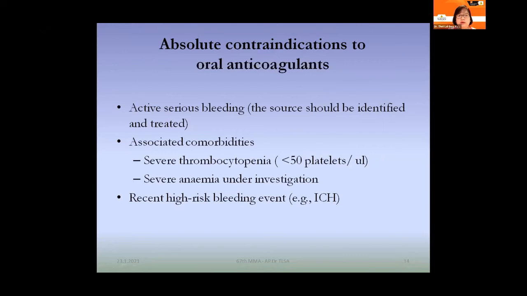When the patient is having active serious bleeding, the source should be identified and treated first. And when the patient is having associated comorbidities like severe thrombocytopenia, severe anemia which is still under investigation, and recent high-risk bleeding events like intracranial hemorrhage, these are the absolute contraindications for oral anticoagulation, although the patient may have an indication for anticoagulation treatment according to the CHA2DS2-VASc score.